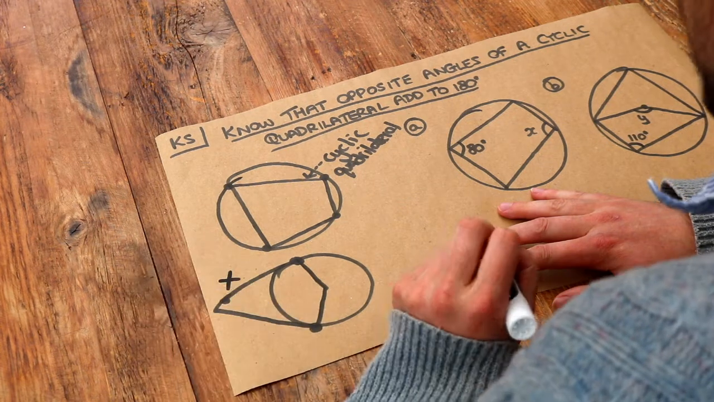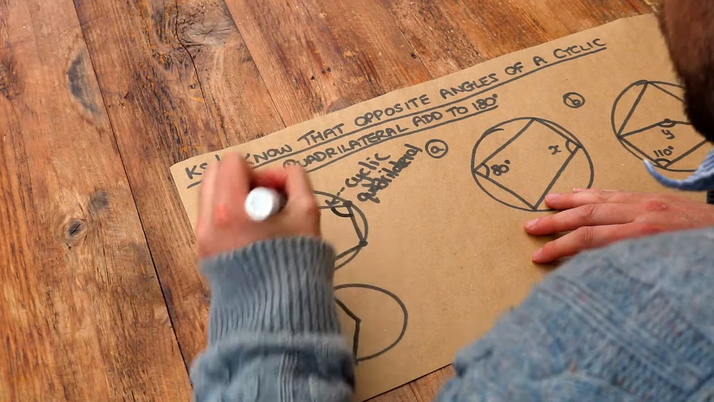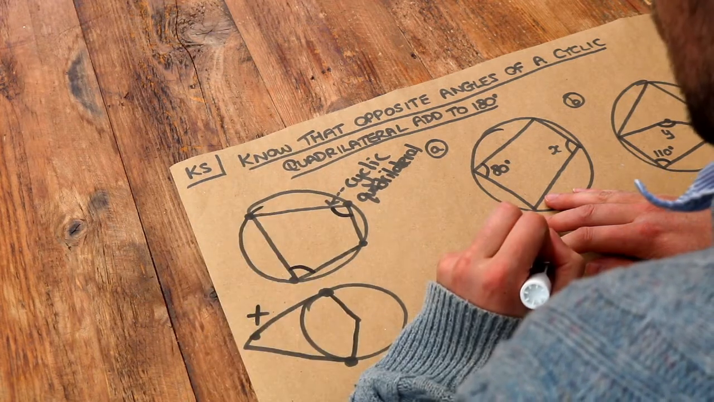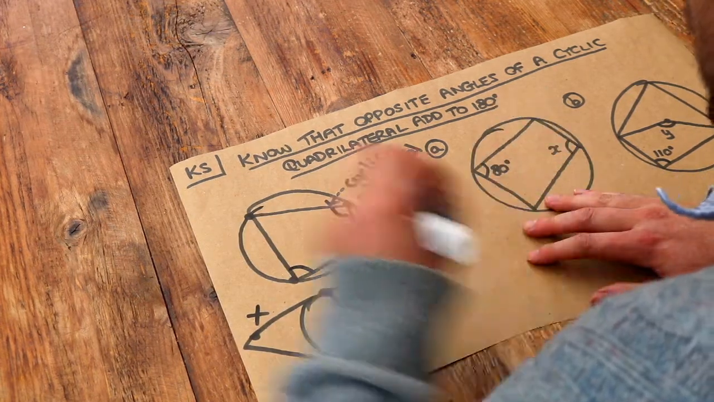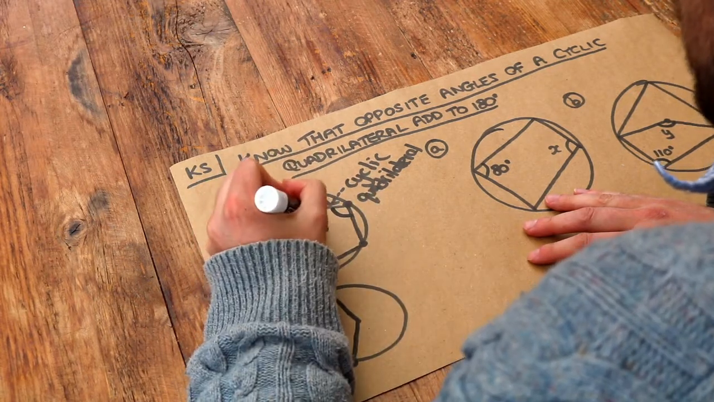so that's not a cyclic quadrilateral. But the angle theorem here is that if you take opposite angles of the cyclic quadrilateral, then they add to 180. So if this was x, then you would subtract that from 180 to get the other angle.